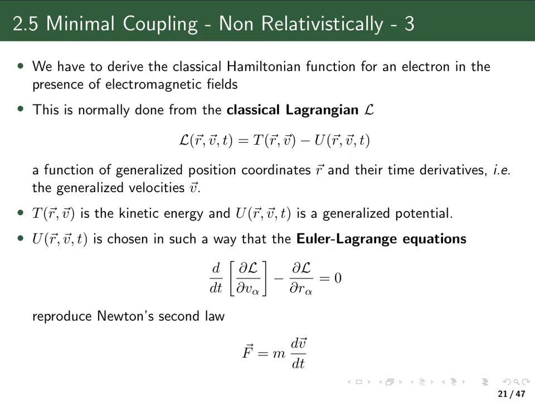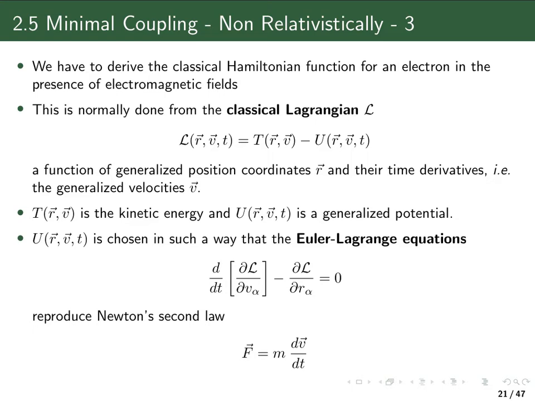And more precisely, it is an expression for the kinetic energy of the particle, expressed in position and velocity vector, minus what is called a generalized potential. So it's the kinetic energy minus this generalized potential. And that generalized potential has to be defined for whatever system one has. And there's the condition that the generalized potential has to have a form such that when one inserts this Lagrangian in the so-called Euler-Lagrange equations, one gets back to Newton's second law.